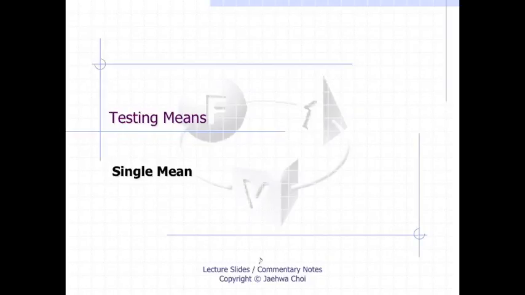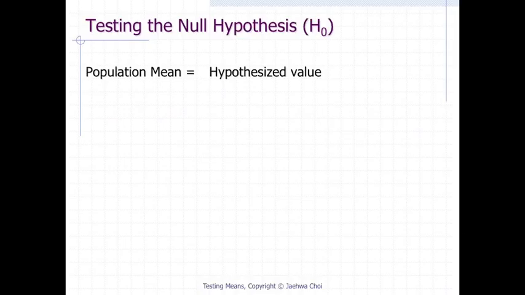Single mean. In this section, we'll see how to test the null hypothesis that the population mean is equal to some hypothesized value. First, let's look at an example.